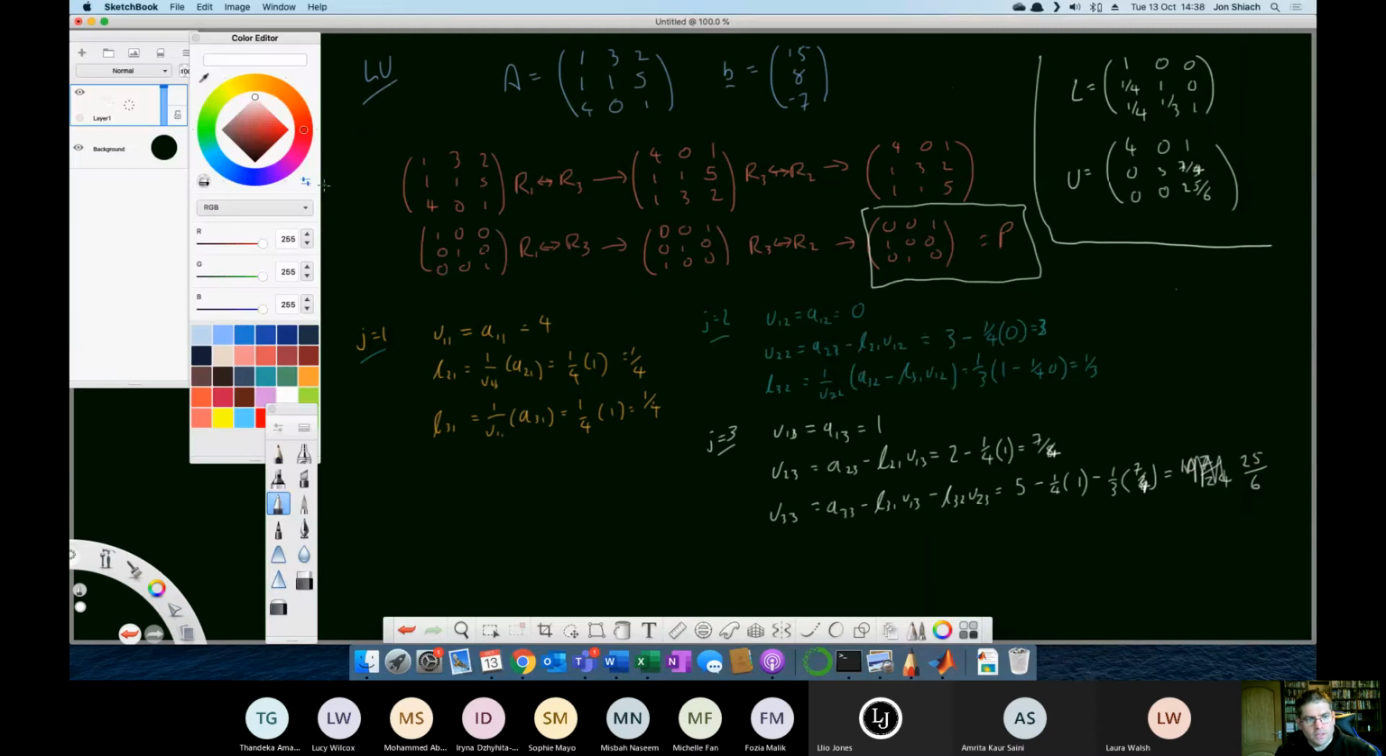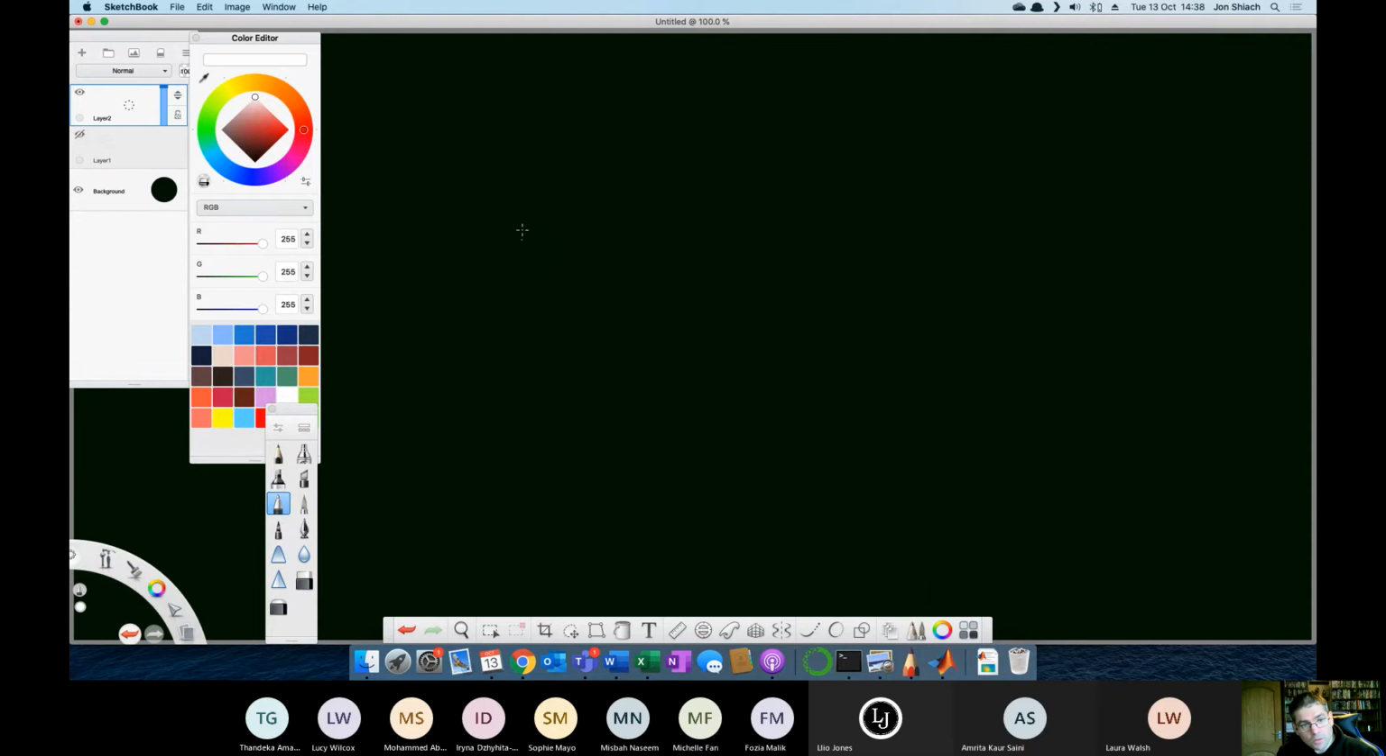So when I wipe this screen now, I have something to draw upon. Okay, so what we've just shown is for L: 1/4, 0, 1, 1/3, 0, 0, 1. U: 4, 0, 0, 0, 3, 0, 1, 7/4, and we had, was it 25/6. And we had a P: 0, 0, 1, 1, 0, 0, 0, 1, 0.